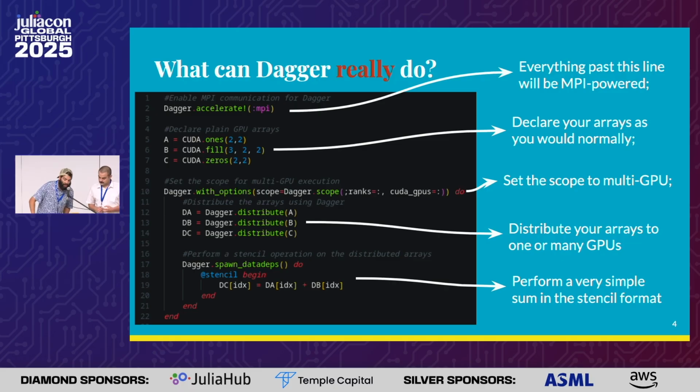And also, real quick, DA, DB, and DC in this example are DArrays where the partitions live on multiple GPUs and multiple MPI ranks simultaneously. And so the stencil up here is then running on multiple GPUs across multiple ranks. Just wanted to make that clear.